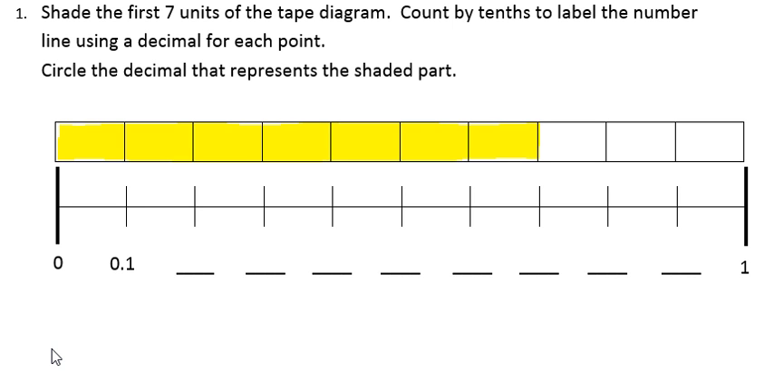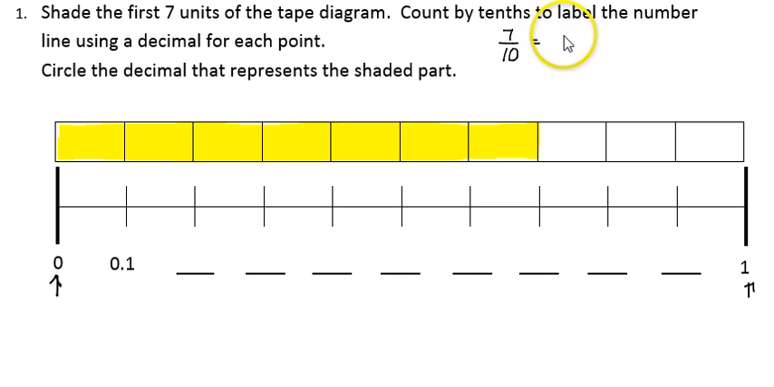So in Lesson 1, my first problem says to shade the first 7 units of the tape diagram, which you can see I have already done. My tape diagram has been set up where it starts at 0, it ends at 1 whole. It has been divided into 10 equal pieces, and I shaded 7 of those pieces. And when we talk about fractions, that means that I would have shaded in 7/10 of the tape diagram, 7 out of the 10 that make up the whole tape.